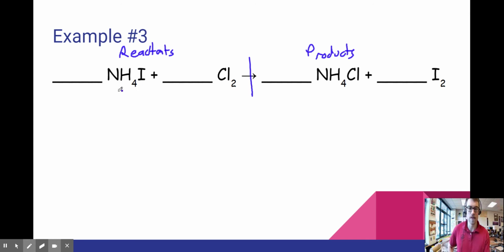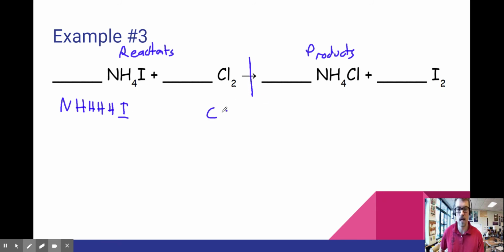All right, NH4I, the 4 is related to the H's. So this is going to be N1, 2, 3, 4, and then we've got the I, and then we have Cl2, so that is 2 chlorines. All right, and then NH4Cl, so this time it's the 4 H's are here, and then Cl, and then we have I2. So we've got 2 I's.